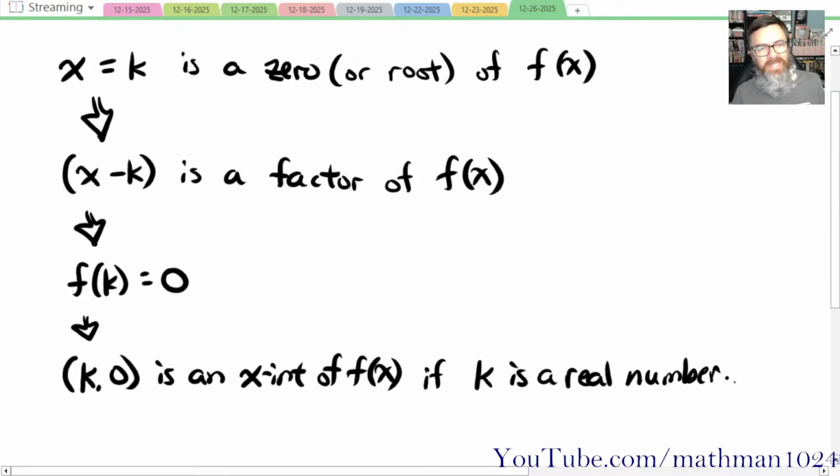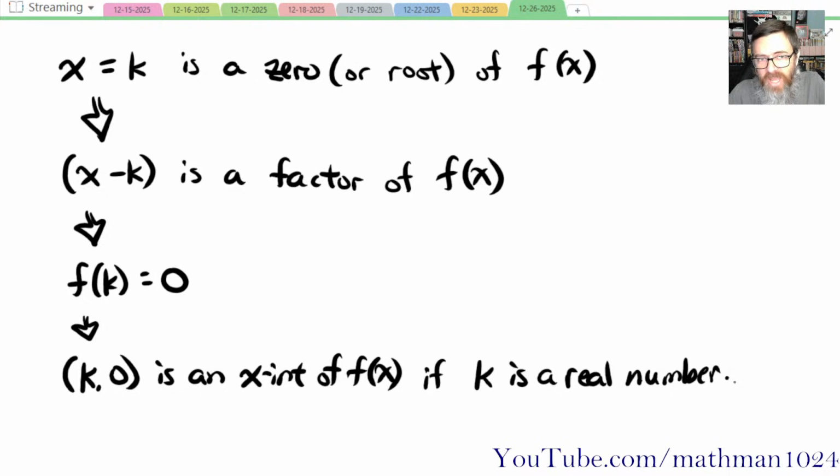So there's that little conditional statement there, if k is a real number, because it is possible for us to have zeros or roots of functions that are complex or imaginary, just like we would have seen last week when we were solving quadratic equations.